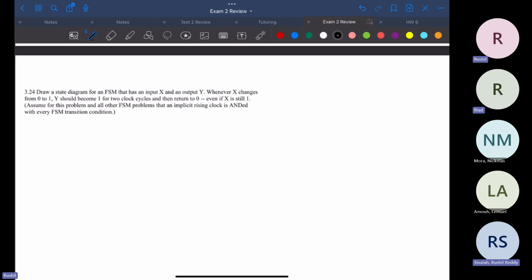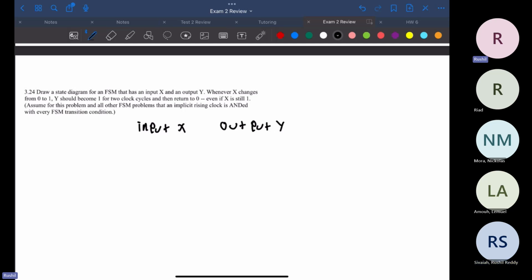So let's look at this word problem. It says that we have an input x and an output y. If we look at this, it says whenever x changes. That means we have a state where x is 0 and a state where x is 1. At a minimum, we have 2 states from there.